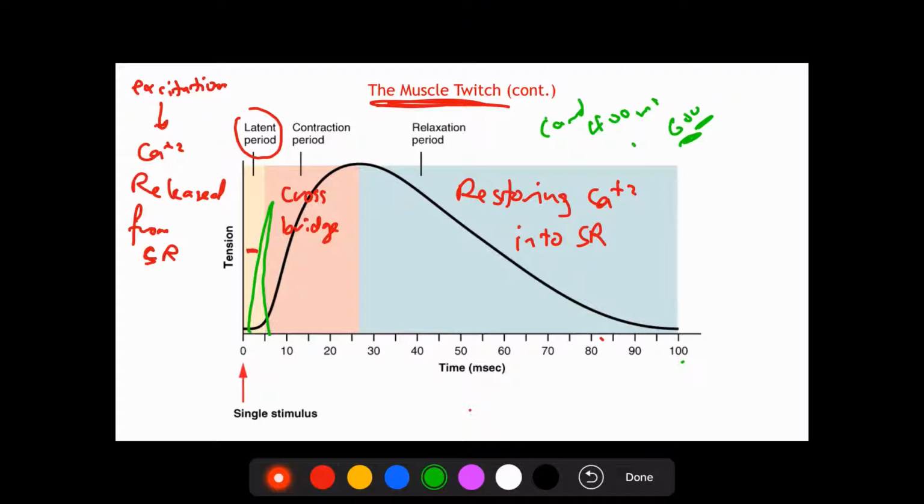And I need you also to think, why do we need such rapid contractions in these skeletal muscles? What is the importance of this, or what's the advantage of having a very quick muscle twitch in some of these muscles?